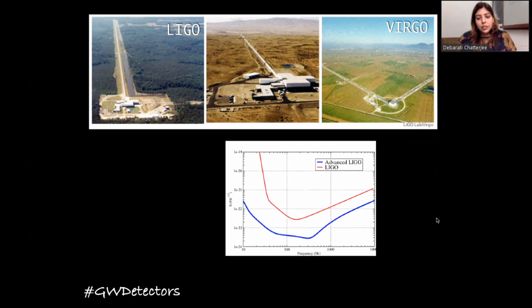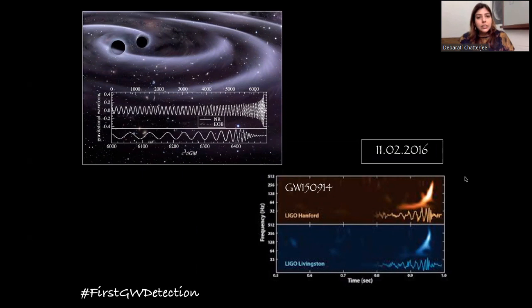Soon after Advanced LIGO started operations, on 11 February 2016, came the phenomenal announcement that gravitational waves had been detected from binary black holes. I'm sure many of you might have seen this in the news.